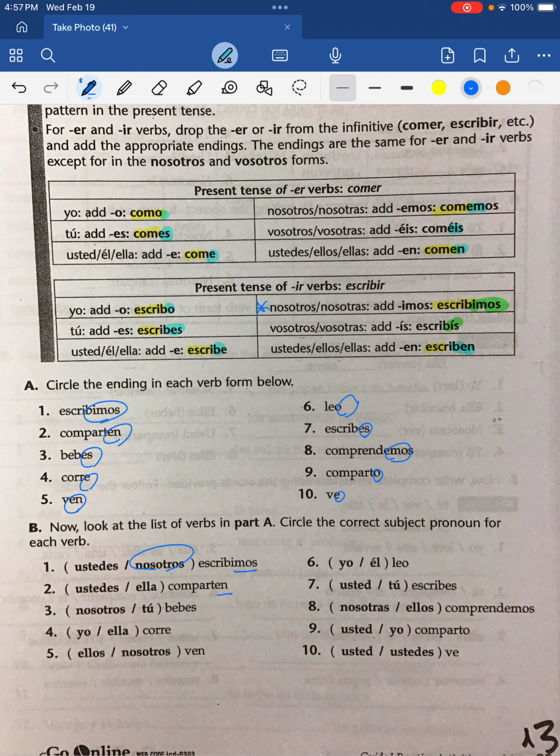Comparten. Who does it? Y'all do. Bebes. ¿Quién bebe? Tú bebes. ¿Quién corre? Looking up here, usted, él, or ella corre. So it's the same ending as come. She's not eating, she's running. Ella corre.